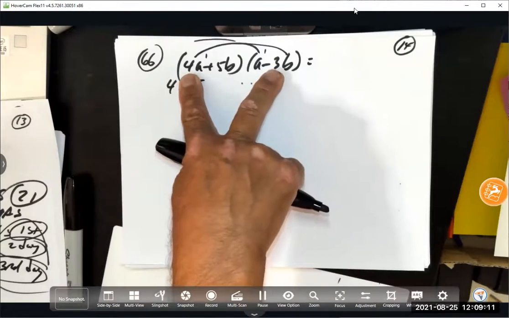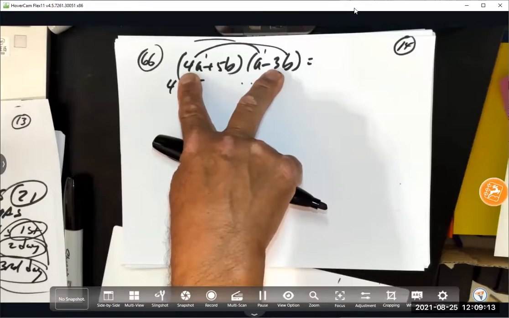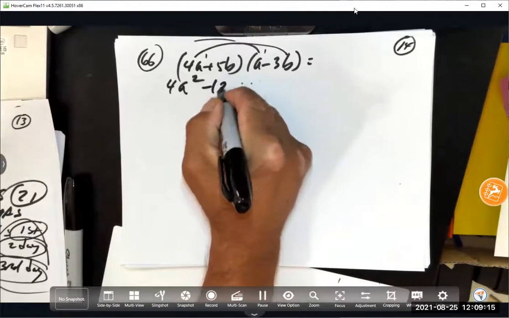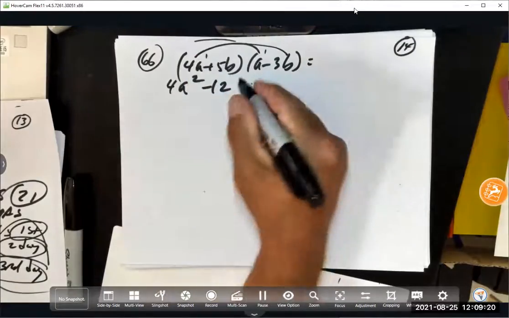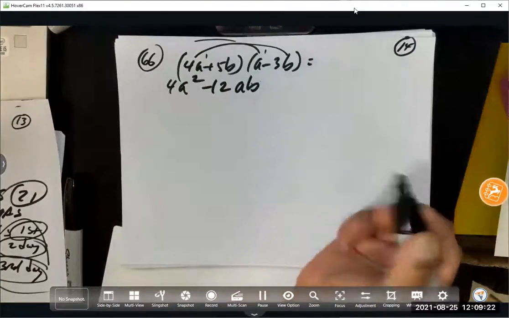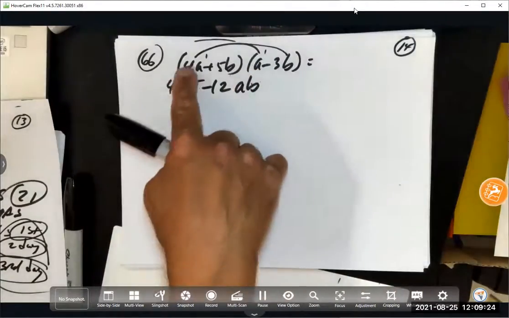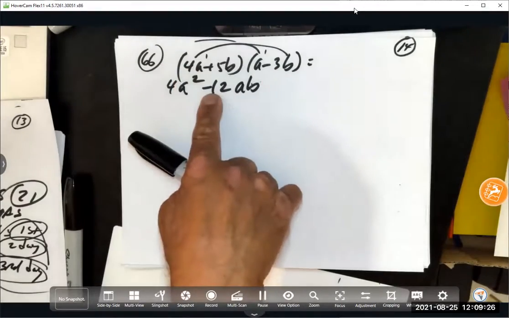It's going to be negative 12. There you go. Somebody said negative 12. Is everybody okay with that? 4 times 3 is negative 12, and AB is just AB. Is that okay? 4 times that is 4a squared. 4 times 3, negative 12. All right, now this one.